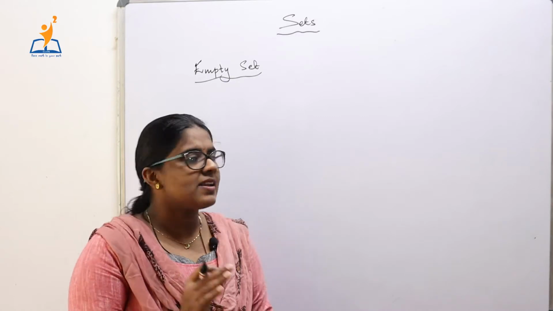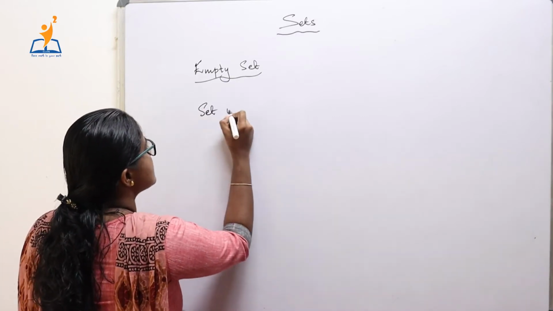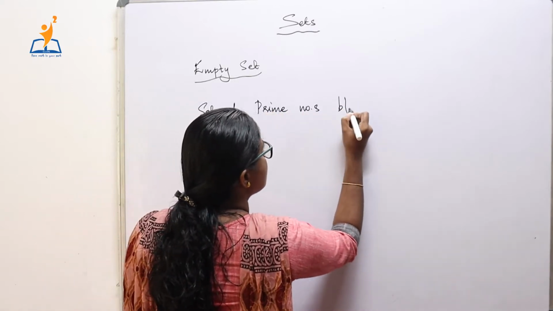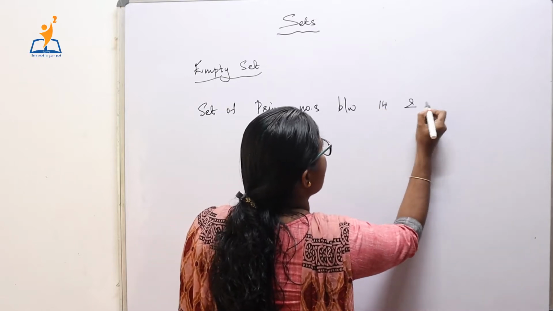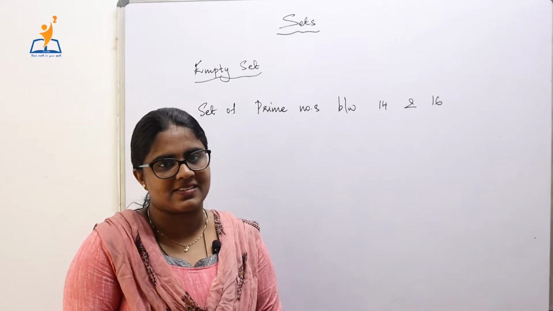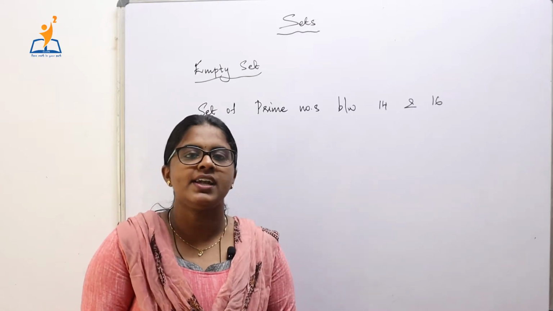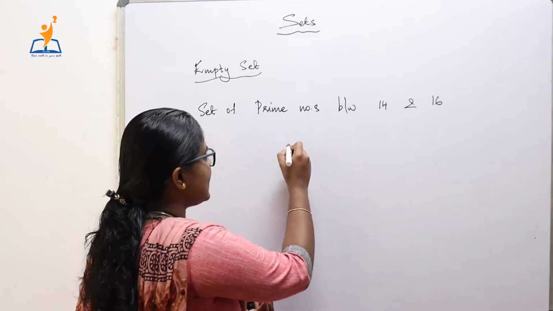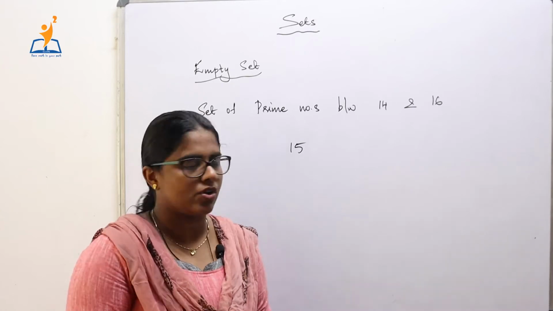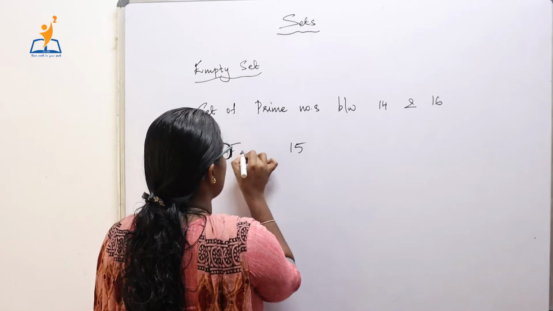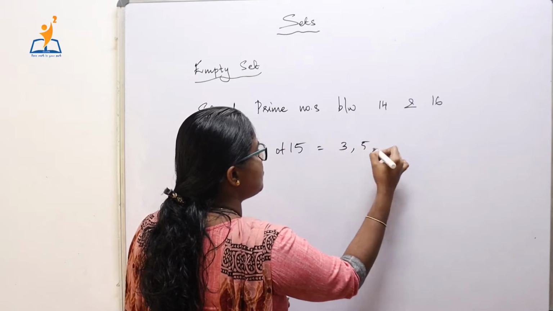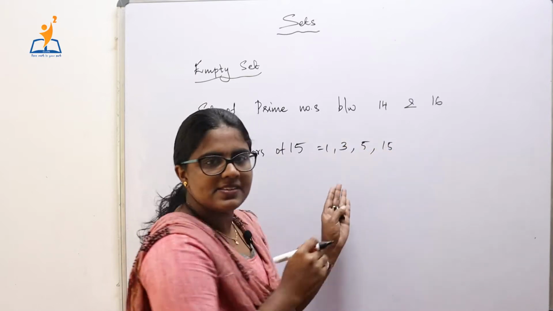For example, consider the set of prime numbers between 14 and 16. We know that there is only one number between 14 and 16, and that is 15. Now we have to check whether 15 is a prime number or not. We know that the factors of 15 are 3, 5, 1, 15. These are the factors.